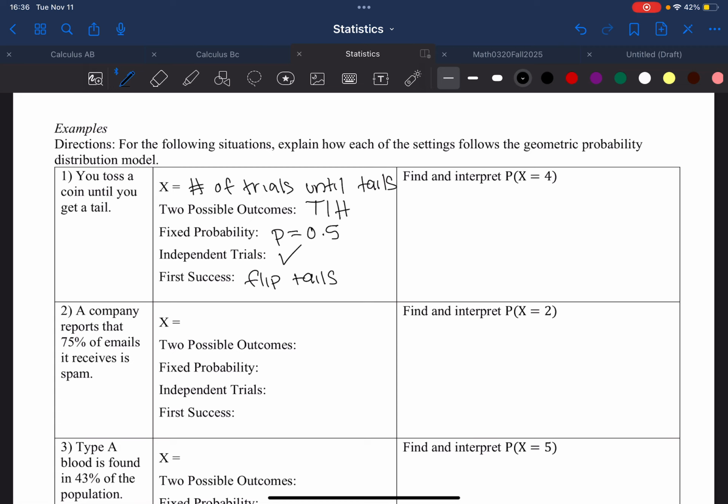Okay, so it says find and interpret the probability of x equals 4. So the probability of x equals 4 is going to be equal to the probability of failure, so 1 minus 0.5, to the number of trials, 4 minus 1, times the probability of success, 0.5. Okay, when we solve that out, we get 0.0625, or in other words, the probability that you get the first tail on the fourth flip is 0.0625, or about 6.25%.